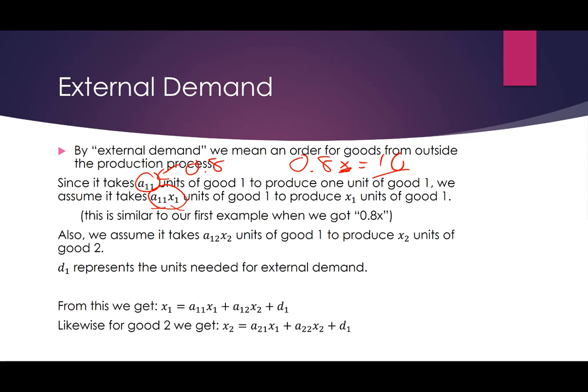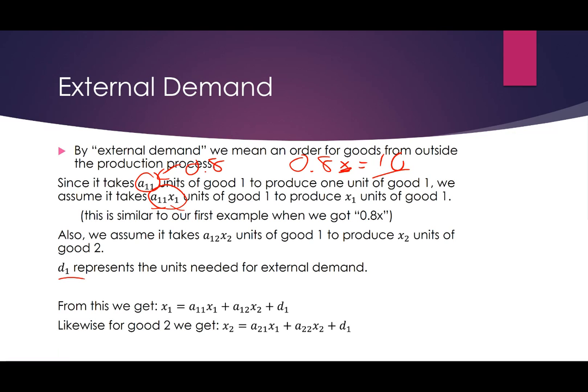Also, we assume it takes A12 x2 units of good 1 to produce x2 units of good 2. So I don't have an example for this yet, but if we had lumber to produce steel, let's say our steel production needed 0.7 units of lumber, then 0.7 times x can help fulfill however much lumber we need in order to produce however much steel we need to make, and so forth. Now, D1 is going to represent the units needed for external demand. So D1 just represents like that number 10 from before, like how much of it we're asked to make.